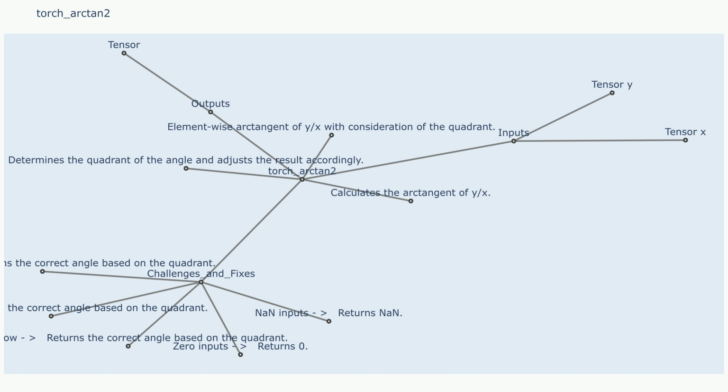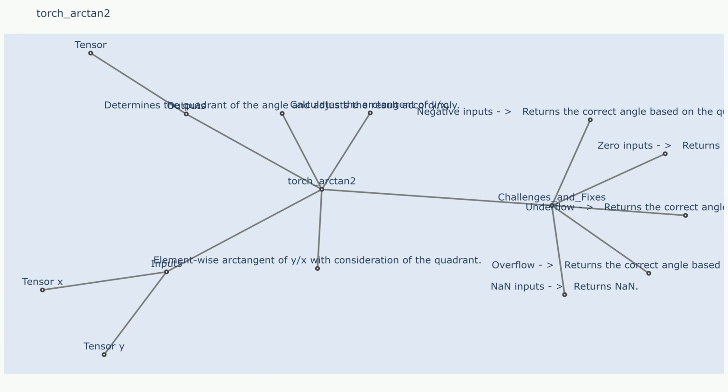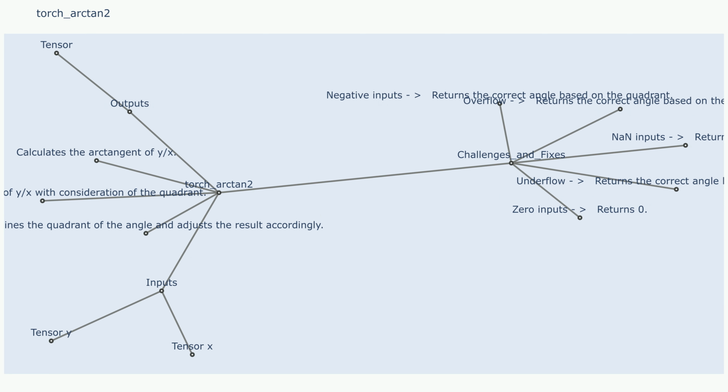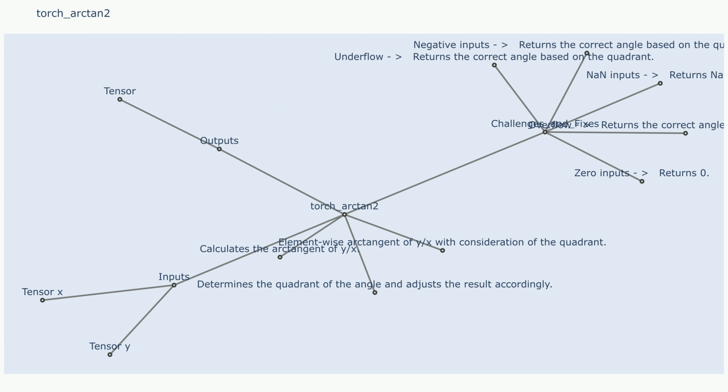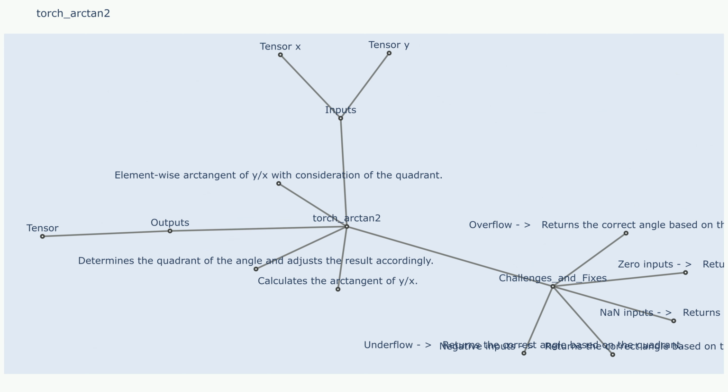Torch arctan2. Description. This function computes the element-wise arctangent of the given input tensors. It returns the angle in radians between the x-axis and the line connecting the origin to the point (x, y). Inputs. Input 1, the y-coordinate of the point. It can be a tensor of any shape. Input 2, the x-coordinate of the point. It should have the same shape as input 1.